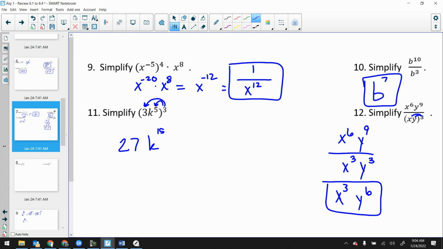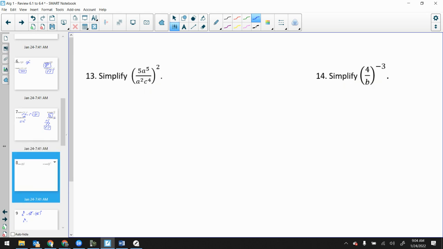Questions about that one? Okay. Our last set of exponent problems here. Now, there's a couple ways to do number 13. I could reduce and then bring in the power of 2. Or what I would like to do is bring in the power of 2, then reduce. Here's what I mean by that.